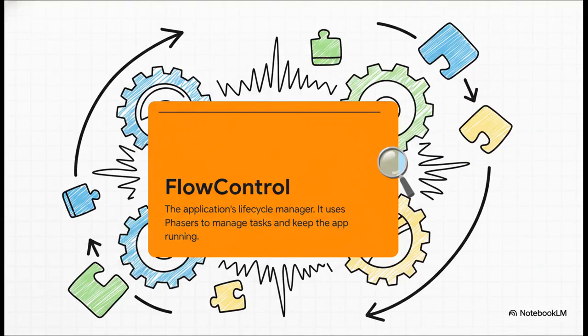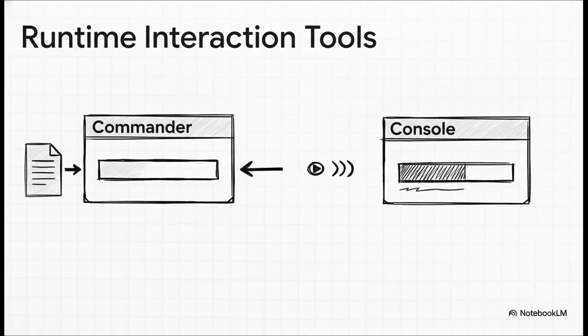Well, that await call, that's the magic of flow control, which is basically the heartbeat of the entire application. It uses a Java concurrency tool called a phaser to manage all the startup tasks. And most importantly, it keeps that main thread alive, making sure your server actually stays running and can listen for requests. And while your app is just chugging along, the framework gives you a couple of really handy tools to interact with it. Commander lets you fire off commands from the console for runtime management, and Console gives you some simple tools for things like progress bars, right there in your terminal.